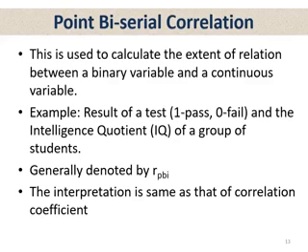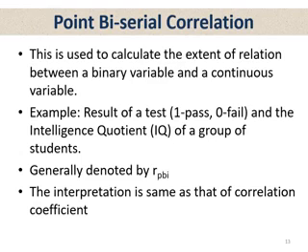This correlation is used to calculate the extent of relationship between a binary variable and a continuous variable. So one variable is binary and the other variable is continuous, and we want to find out the relationship between the two. In such a case, we take the help of a formula called the point biserial correlation.